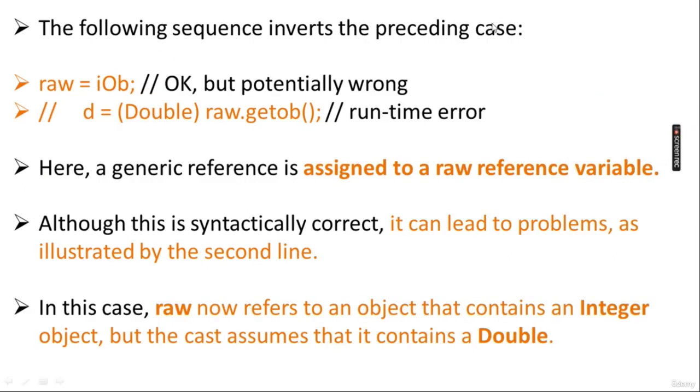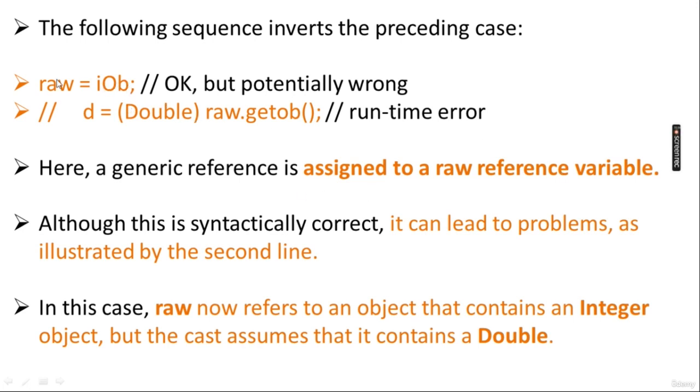The following sequence inverts the preceding case. raw is equal to iOb. Okay, but potentially wrong. And raw.getOb() converted to Double stored to d. Runtime error. Here a generic reference is assigned to a raw reference variable. Although this is syntactically correct, it can lead to problems. What we are doing is a generic reference is assigned to a raw reference variable.